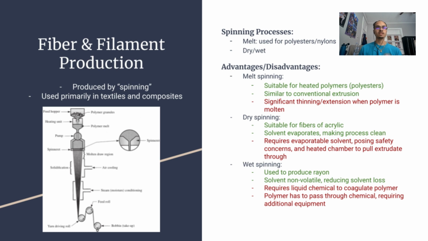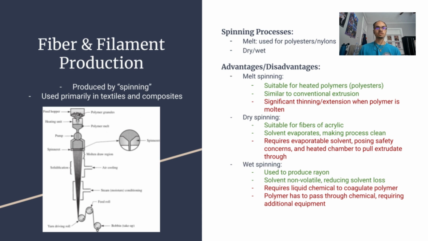Melt spinning is highly applicable in spinning heatable polymers like polyester and is similar to conventional extrusion methods. However, there is significant thinning when the polymer becomes molten, resulting in possible material loss. Dry spinning is suitable for acrylic fibers, where the solvent evaporates, keeping the setup very clean. However, it requires a heated chamber for the solvent to be evaporated, posing environmental and safety concerns.